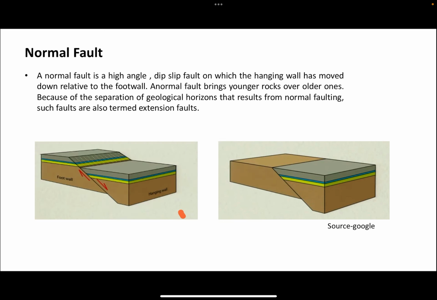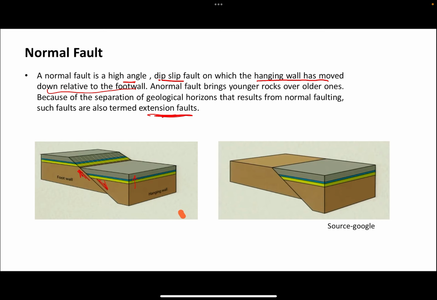Then, what is a normal fault? A normal fault is a high angle dip slip fault on which the hanging wall moves down relative to the footwall. In this figure we can see that the hanging wall moves downward and the footwall moves upward. This is known as the normal fault. A normal fault brings younger rocks over older ones because of the separation of the geological horizon.